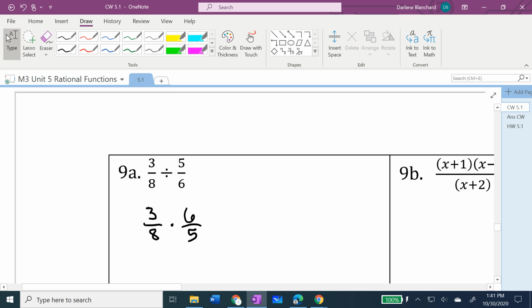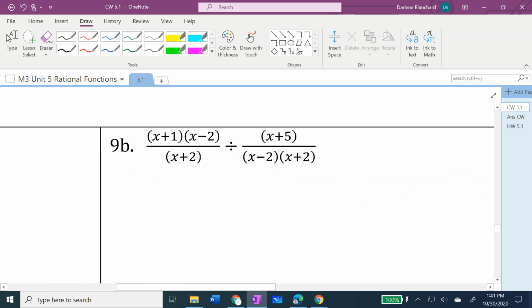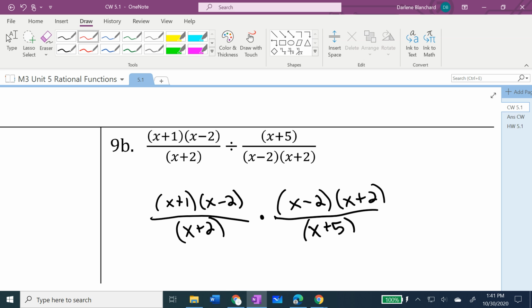So first thing we're going to do is rewrite it as multiplication by multiplying by the reciprocal, and then let the killing commence. The killing of only mathematical factors. We're killing algebra, not people or animals.